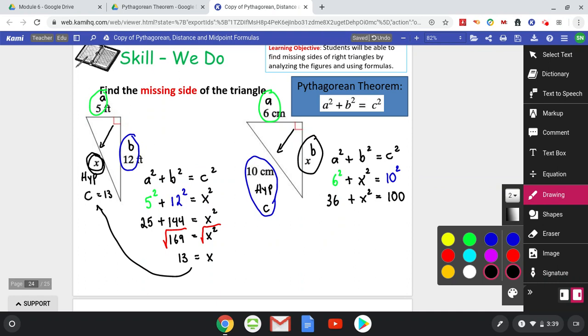The difference between the previous problem and this problem is that both numbers were on the same side. In this case, they are not. That means we need to subtract 36 from both sides to make both numbers be on the same side. 36 minus 36 is 0. We have x squared equals 64. At this point, we take the square root of both sides, and we get that x is equal to 8.